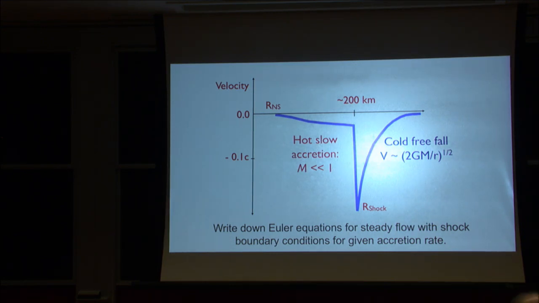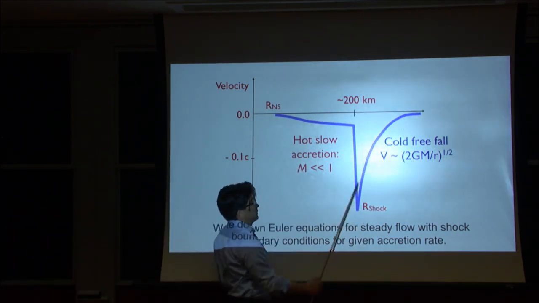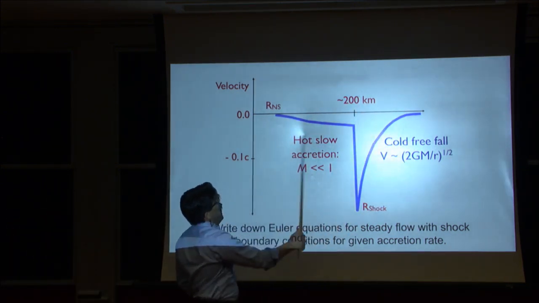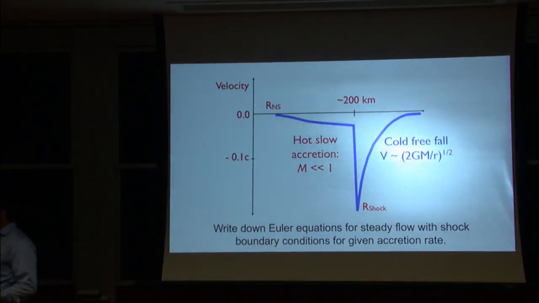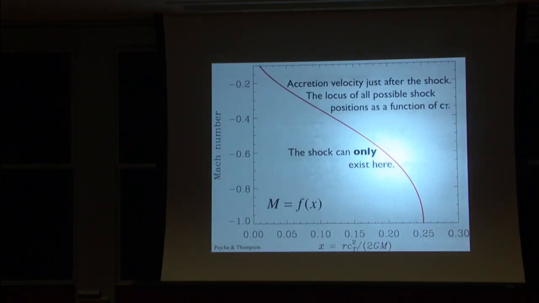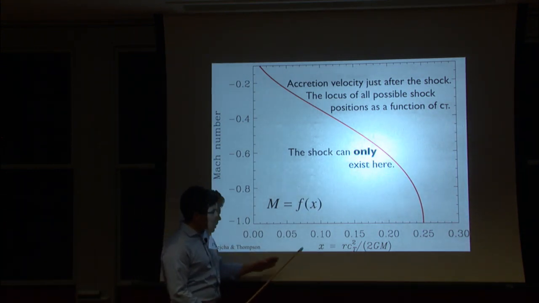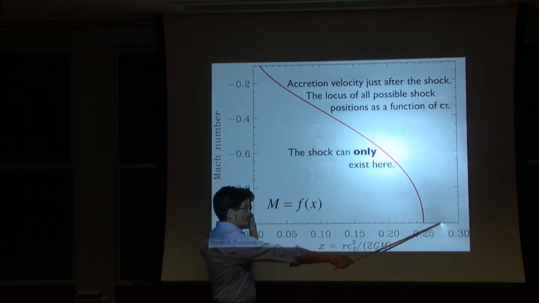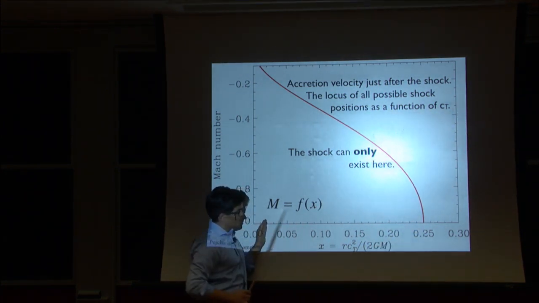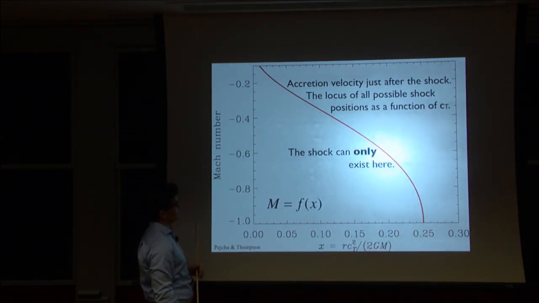And what you find, if you write this down, if you say this matter is cold, pressureless free fall, falling in at this velocity, it shocks, and then the thermal state here is maintained by some agent I'm not going to specify, I'm just going to say it has constant c_T. And what you find is a very interesting thing. You can make a plot of the radius, the distance from the neutron star, scaled in some funny way with the sound speed. And you can plot the Mach number, so this is the velocity of the material, in this way.